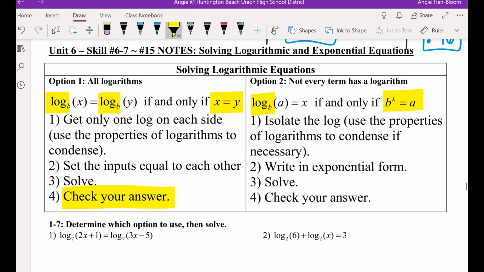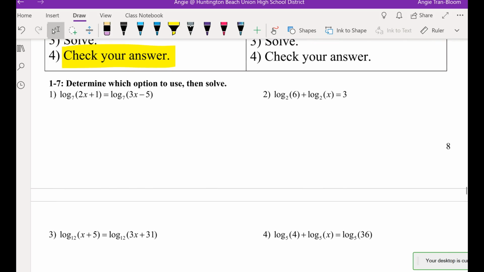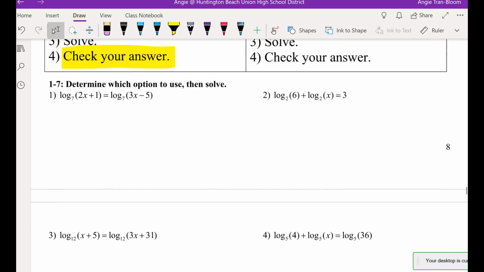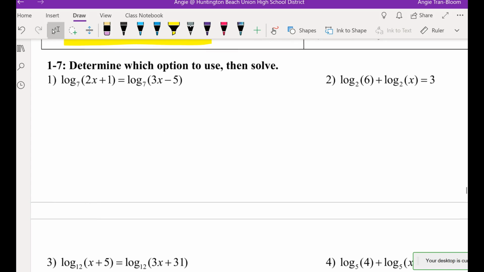Number 2, Jaden. Perfect. 3 and 4, Skylar. Solve and check your answer. Beautiful. Thank you very much. Okay. All right. Examples 1 all the way to 7. Alan, help me with instruction, please. Determine which option to use and solve. Perfect. Determine which option to use, then solve.